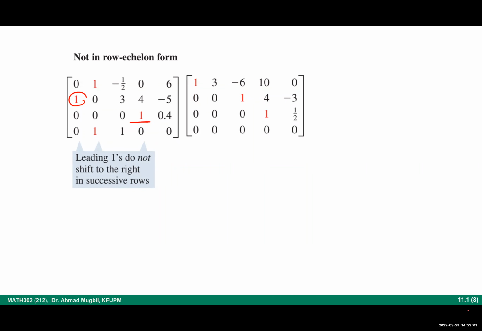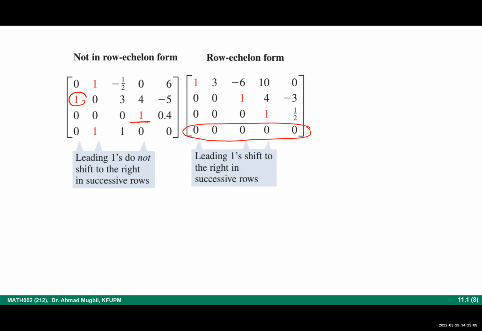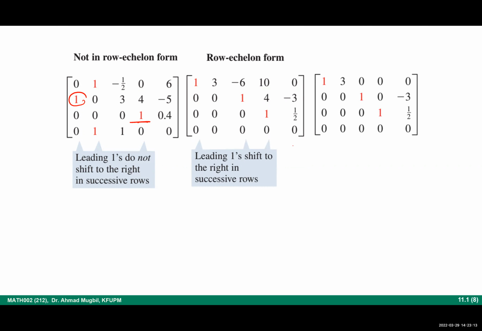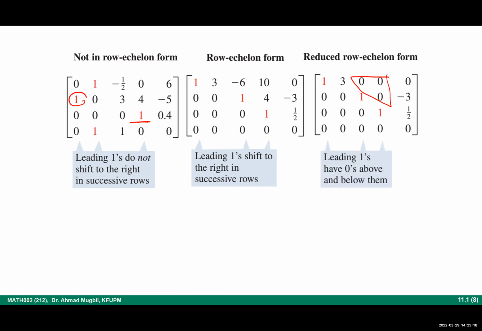Now, this one, in fact, we have a row that consists entirely of zeros, and it is at the bottom of the matrix. So this is, in fact, in the row echelon form. And the last one here is in the reduced row echelon form. Why? Because all the entries above are zeros, and all the entries below are what? Zeros. So this is what is called the reduced row echelon form.